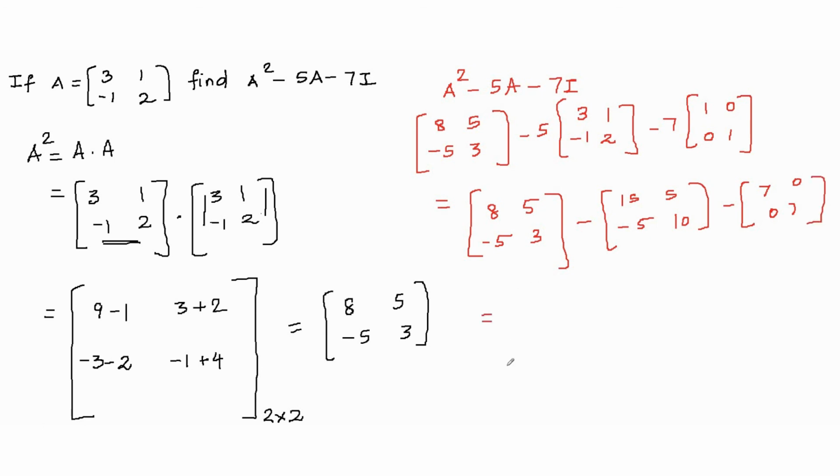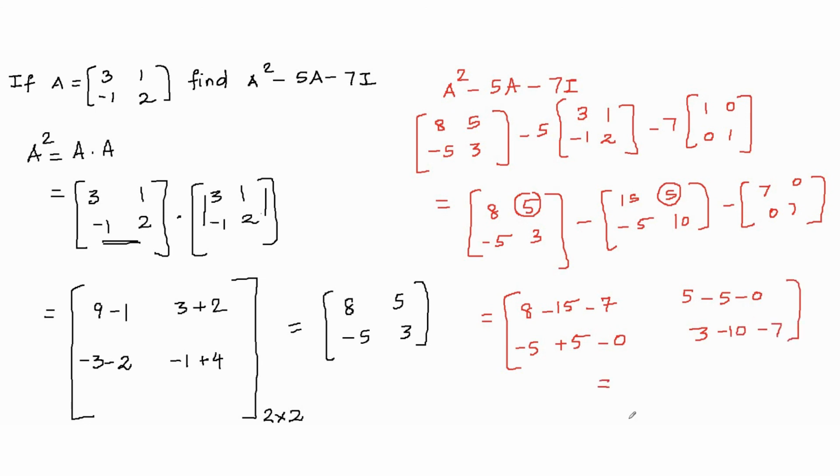So therefore this becomes 8, 8 minus 15 minus 7, right? And then I have 5 minus 5 minus 0, right? 5 minus 5 minus 0, that's right. And then minus 5 minus of minus 5, that's plus 5 and again minus 0. And then I have 3 minus 10, 3 minus 10 minus 7, right?